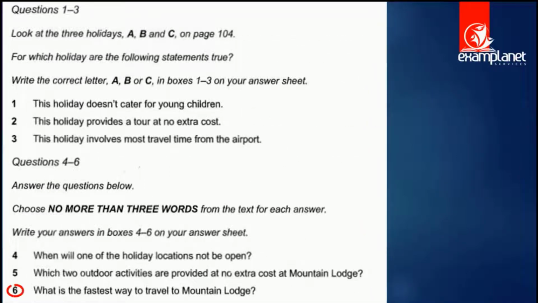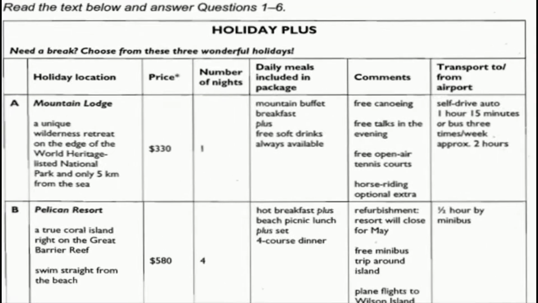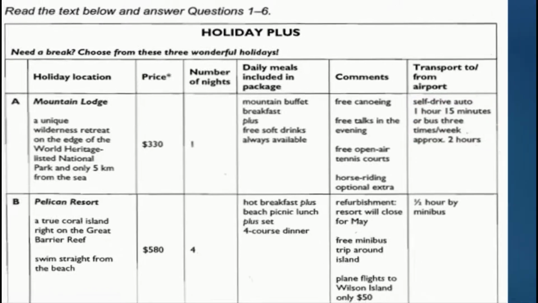For number 6, what is the fastest way to travel to Mountain Lodge? You have 2 options there. Bus takes 2 hours. Self-drive auto takes 1 hour 15 minutes. So obviously, self-drive auto will be the fastest way to travel to Mountain Lodge.